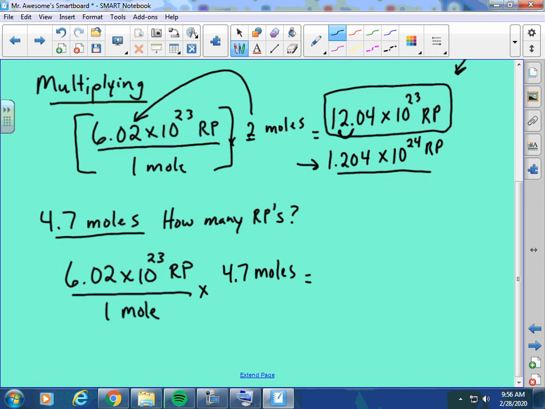So now I'm going to need my calculator. Again, I'm going to take this 4.7, which is a normal number, and I'm going to multiply that by the normal part of the scientific notation, which is the front part, right? The normal front part. So I'm going to go 4.7 times 6.02, and I get 28.294. I'm going to round it off to 28.3.